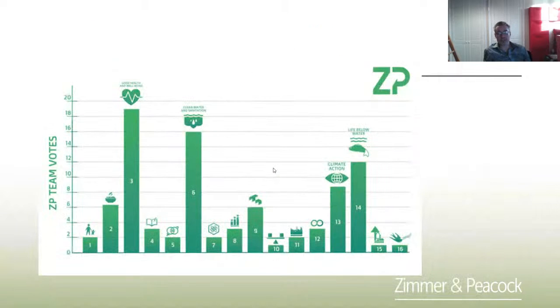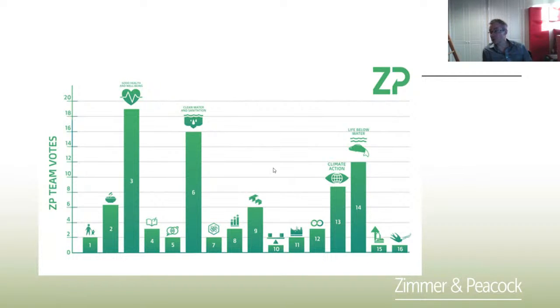We're a fairly democratic business. And so we said to our ZP team at our last big company meeting, okay, guys, there are these 17 UN goals. What's important to you as team members? And so everyone had some votes, and they all voted. And in the end, the votes came back that good health and well-being is what people felt passionate about in ZP.